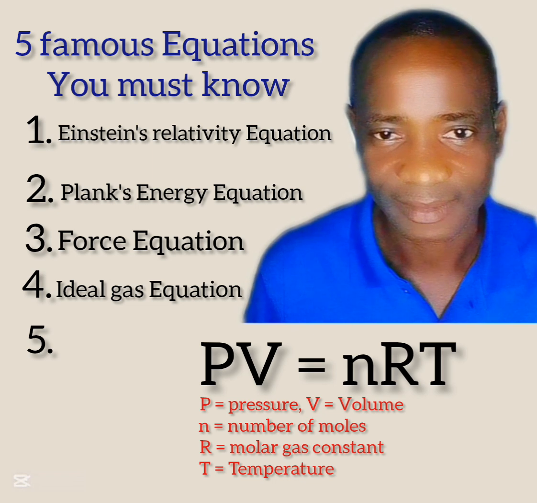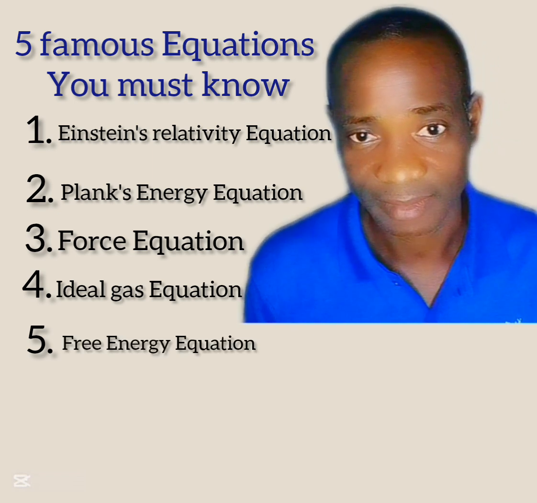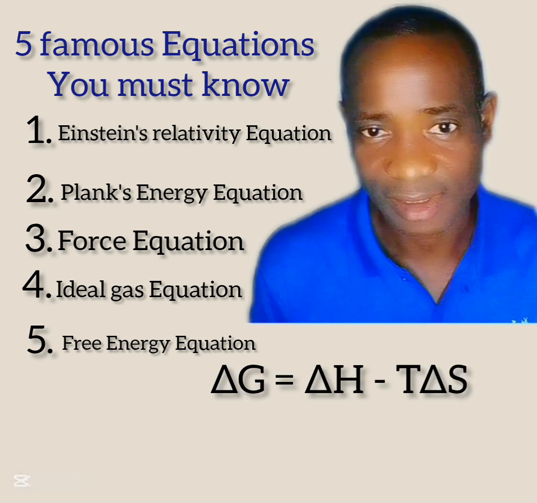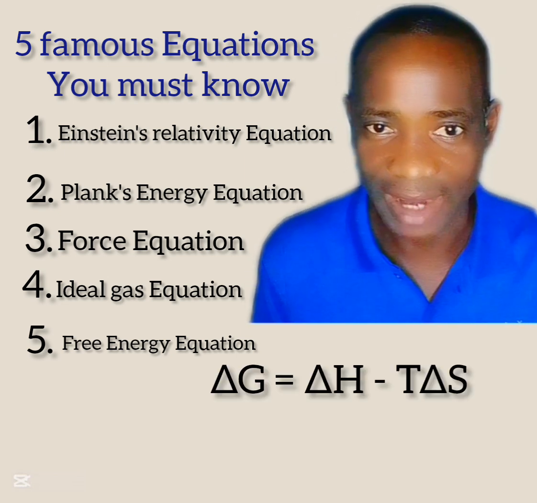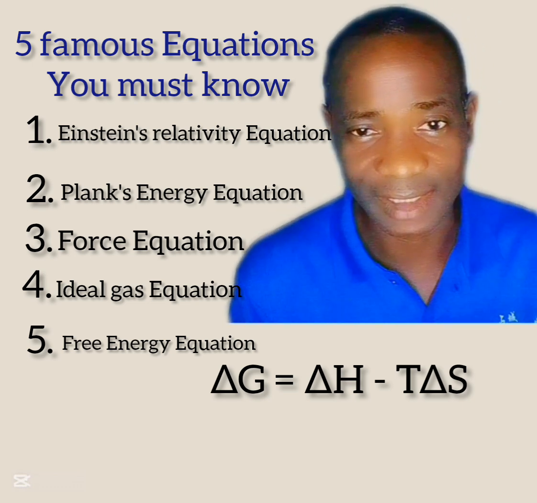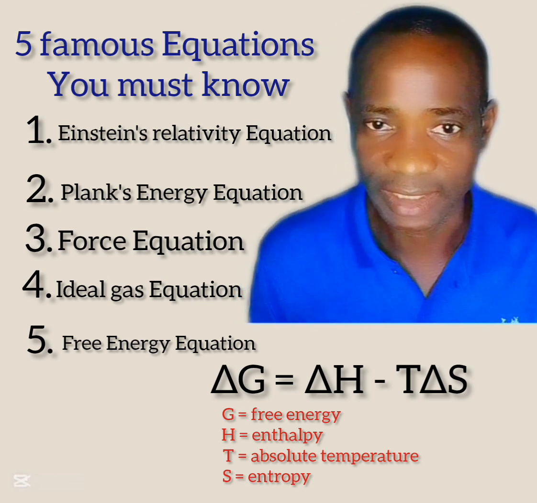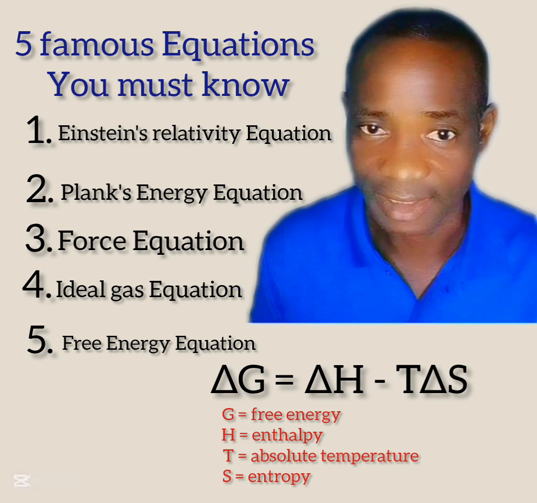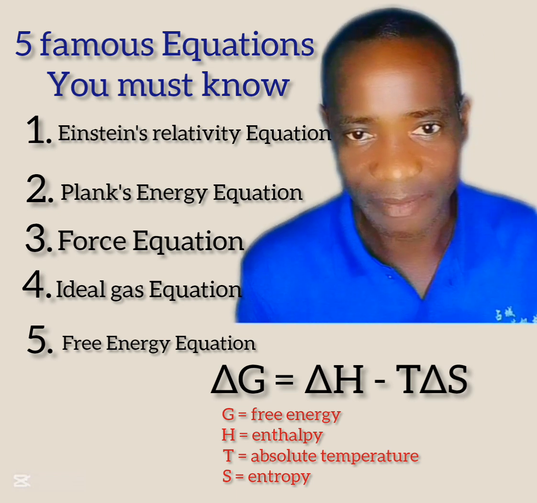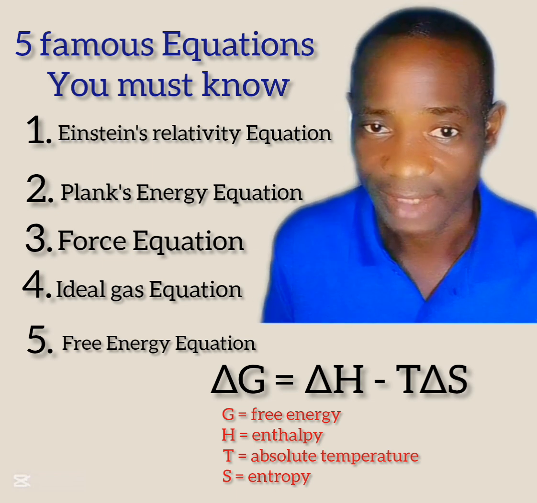Number 5 is called the free energy equation, which is change in G equals change in H minus T change in S, where change in G represents change in free energy, change in H represents change in enthalpy, T represents temperature, and change in S represents change in entropy.